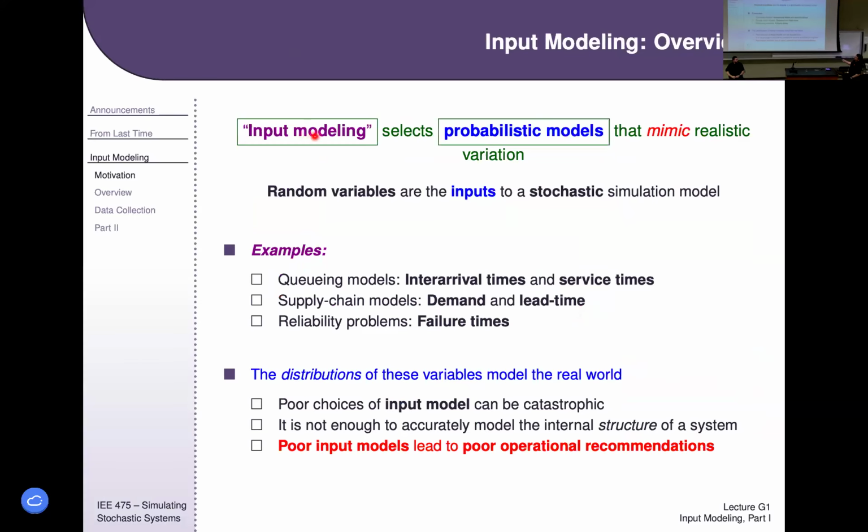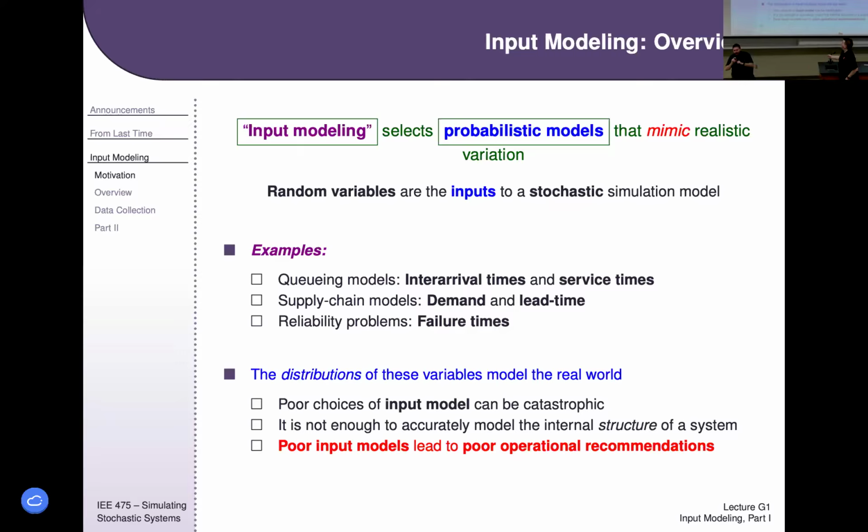So input modeling, we emphasized this before the midterm. It selects probabilistic models that mimic realistic variation. Fortunately, for certain types of systems, you know what inputs you're definitely going to need. So queuing models, like you might see in 470 a lot, you know that for every node of a queuing model, you're going to have to worry about inter-arrival times and service times.